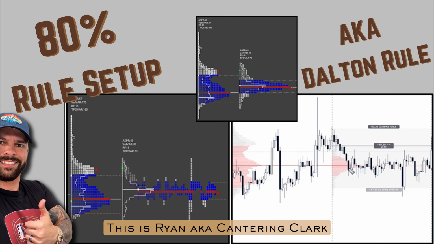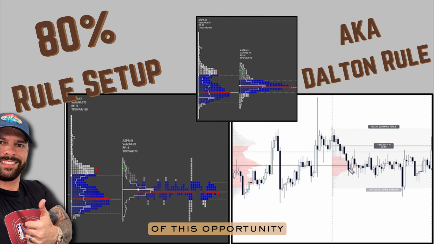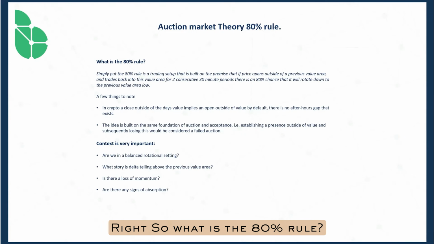This is Ryan, aka Cantor & Clark, and in this market profile and order flow roadmap video we're going to be talking about the 80% rule. So the auction market theory 80% rule and the setup, how we would go about taking advantage of this opportunity. So what is the 80% rule?